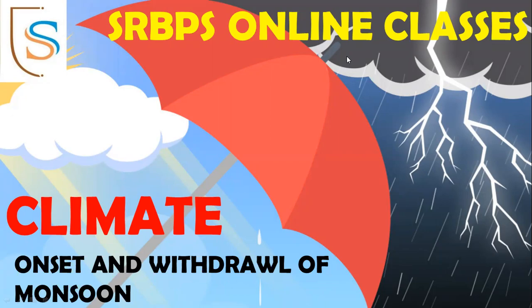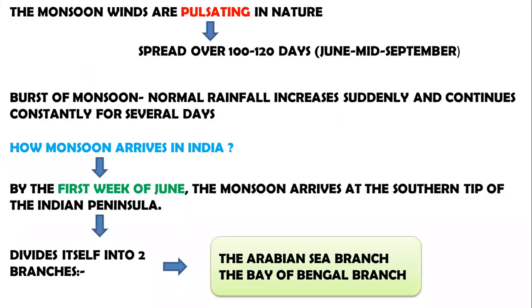Now the monsoon winds are basically pulsating in nature. By pulsating we mean that if the monsoon stays for about 100 to 120 days, it does not rain constantly for the entire 100 days. No, it doesn't. It rains for a day, it takes a break, it rains again. That nature of monsoon winds is called pulsating nature. It sometimes rains and sometimes it does not.